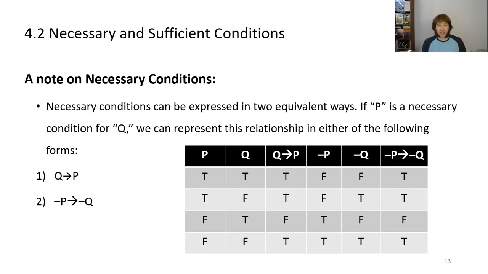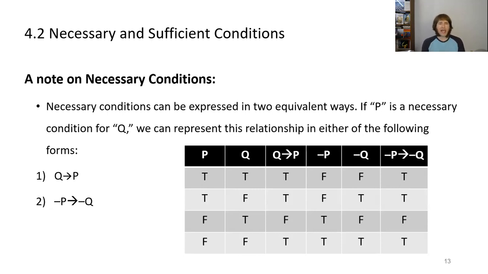In row 3, Q is true, but P is false. The antecedent is true and the consequent is false. That means the statement, if Q is true, then P must be true as well, is false. So we put that in on the third row. And then in the final row, Q is false again, so the statement, if Q then P, is true.